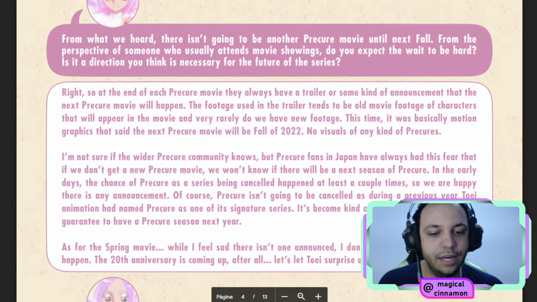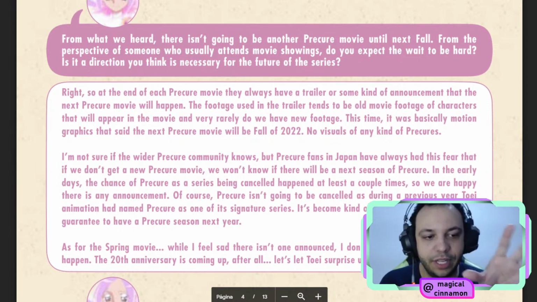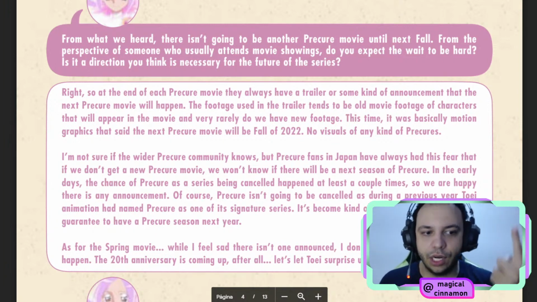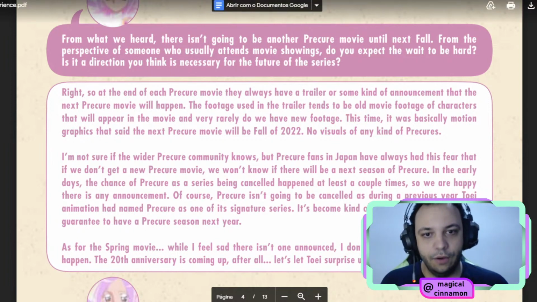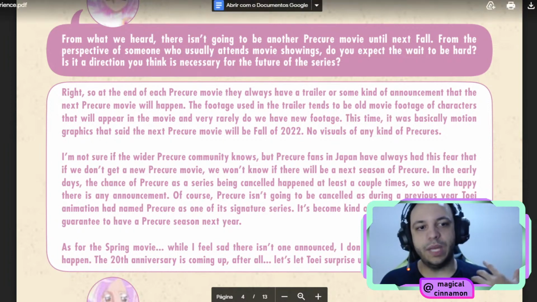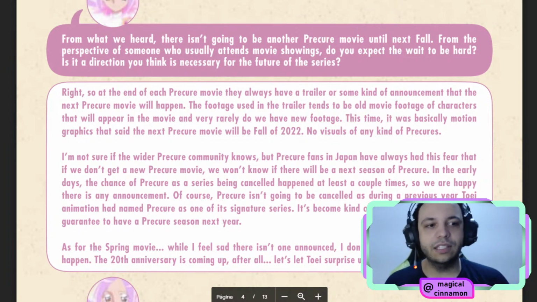There's also another question that I found super, super interesting, which is talking about the next year PreCure movie. So Mugen asked, from what we heard, there isn't going to be another PreCure movie until next fall. From the perspective of someone who usually attends movie showings, do you expect the wait to be hard? Is it a direction you think is necessary for the future of the series?